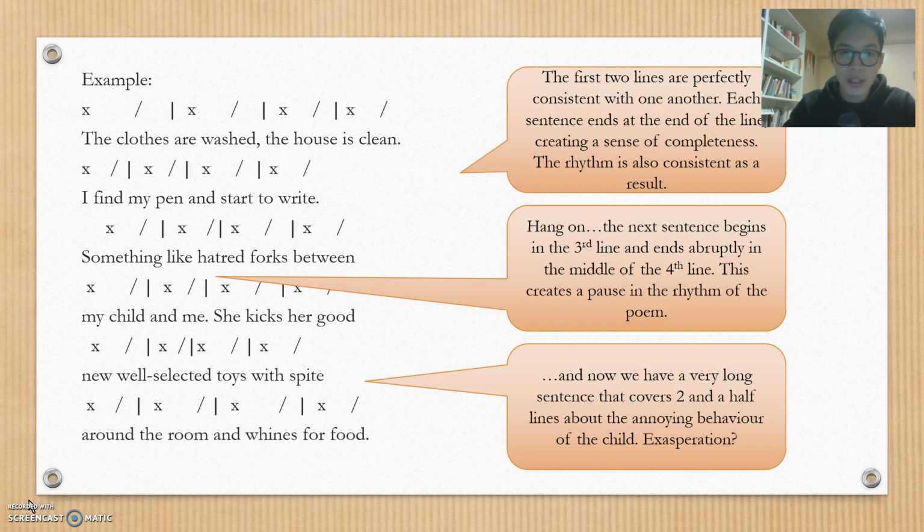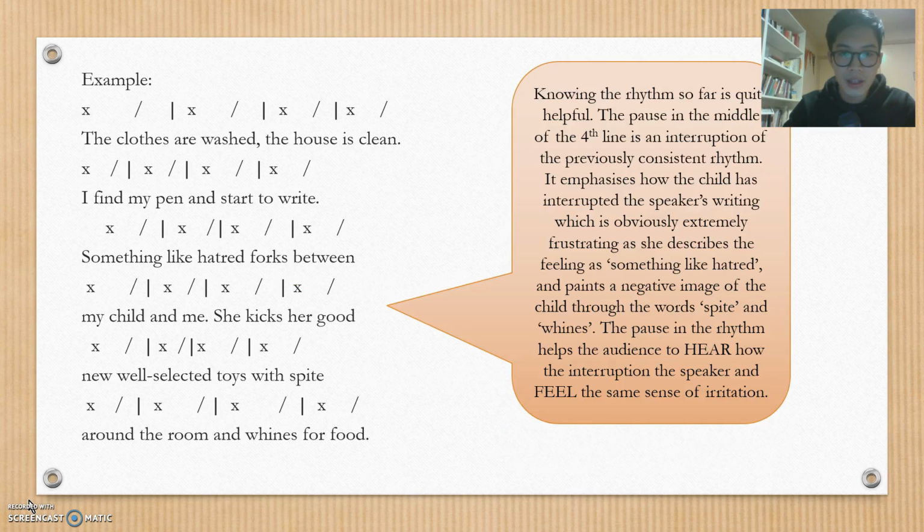This is how the poet has played with the rhythm by using punctuation. So, knowing the rhythm so far is quite helpful. We know that it's consistent iambic tetrameter. The pause in the middle of the fourth line is an interruption of the previously consistent rhythm. There's a break in consistency. And what's going on here, if you consider the language and the action of the poem, is that it emphasizes or lets us hear how the child has interrupted the speaker's writing, which is obviously extremely frustrating because she goes on kind of a long rant in the next two and a half lines.